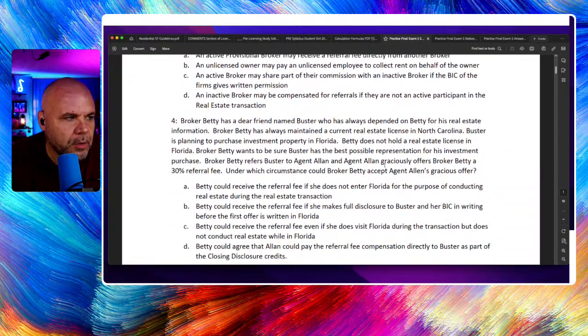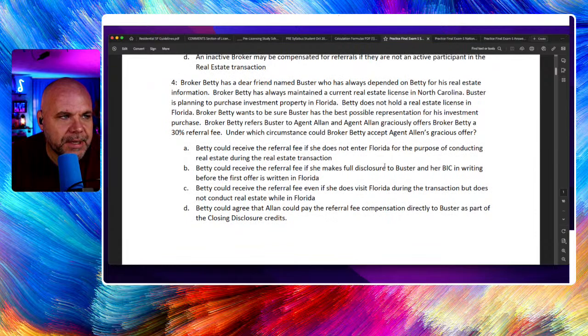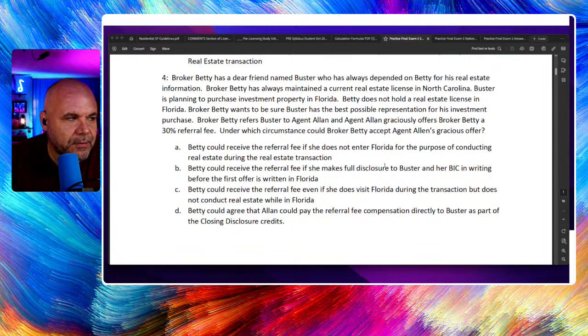Also, number 4, broker Betty has a friend named Buster who always has depended on Betty for real estate. Betty has maintained a current real estate license in North Carolina. Buster wants to buy investment property in Florida. Betty doesn't have a license in Florida. She wants to be sure Buster has good representation for his purchase. She refers him to another agent who is in Florida, and that agent offers Betty a referral fee. We're okay so far, right?